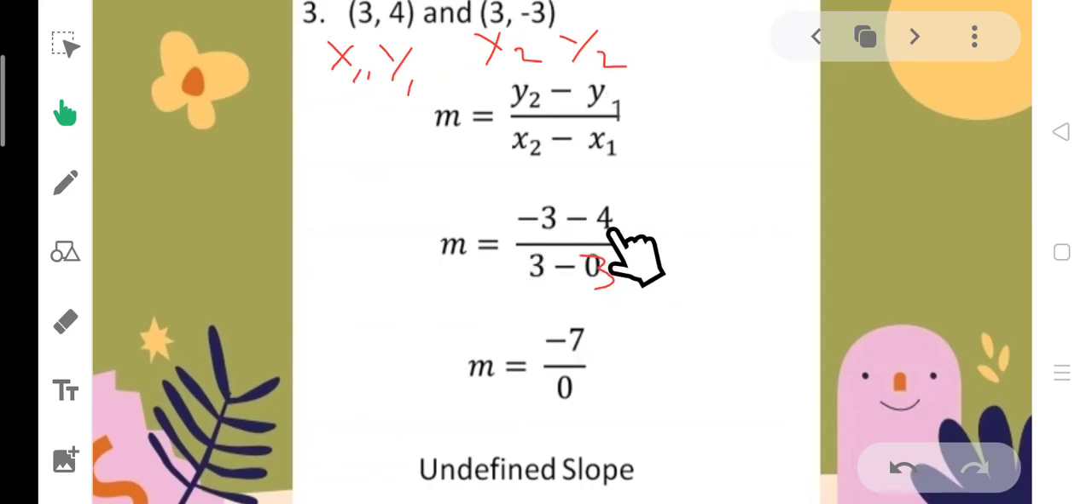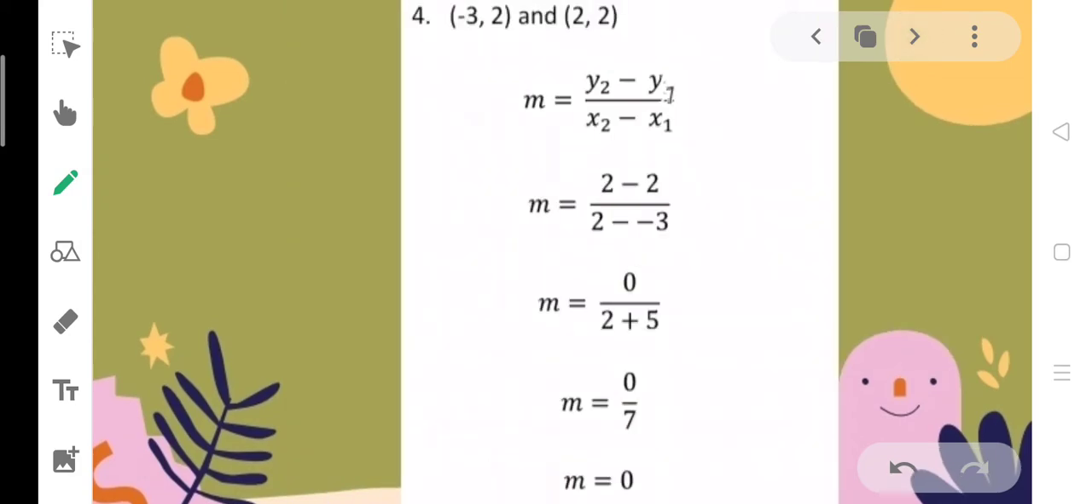So, negative 3 minus 4, when simplified, that is negative 7. Remember, if the numbers have the same sign, when we combine them, we add them, then copy the common sign. So, we have negative 7. Then, 3 minus 3 is equal to 0. So, we have m is equal to negative 7 over 0. But remember, when the denominator of a fraction is 0, the result is undefined. So meaning the line where these two points pass through is a vertical line.